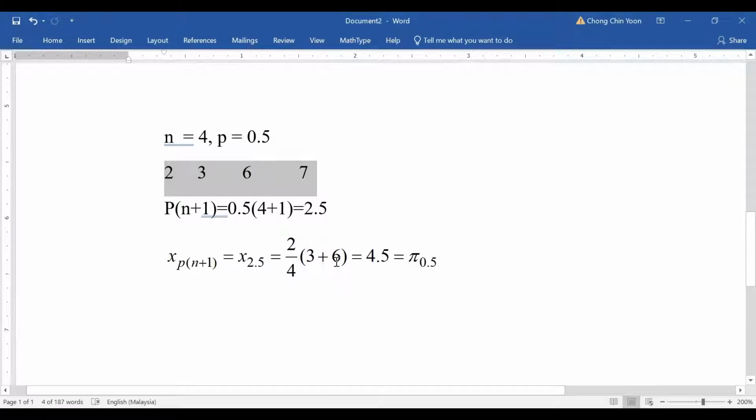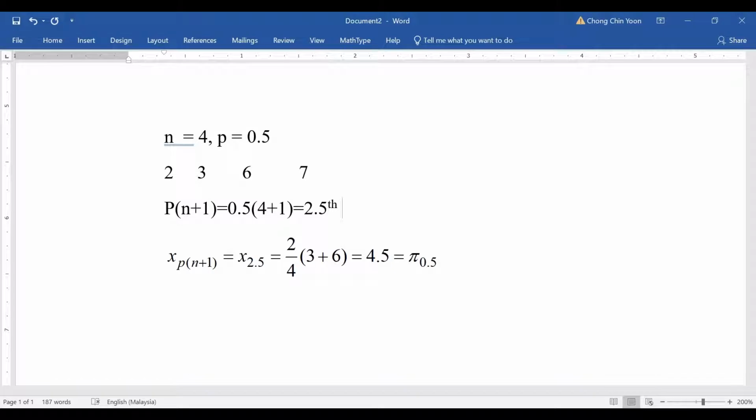The formula, I should say, gives the 2.5 value. So at the 2.5 value that is here, that is in between 3 and 6. So this is the observation X at 2.5, which is 4.5. That is, you take the average between 3 and 6. So that means this is my pi, the percentile of 0.5, the percentile at 50%.